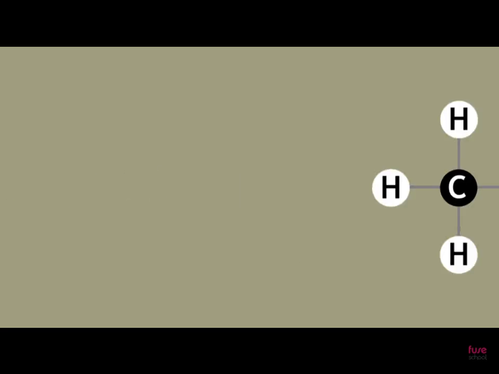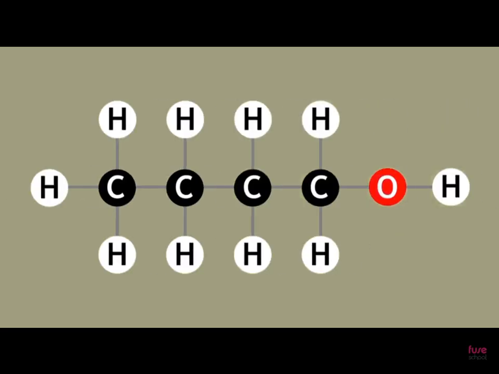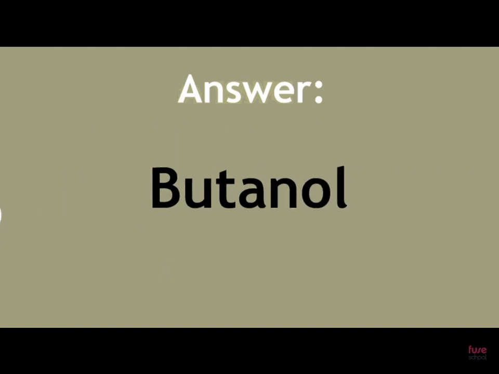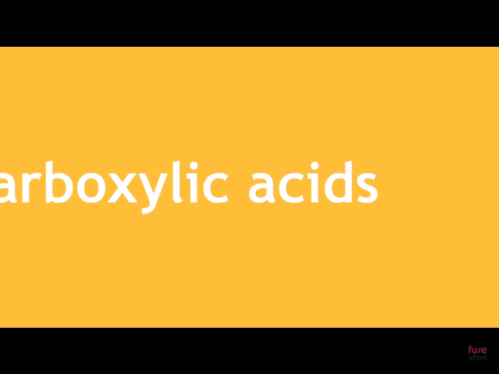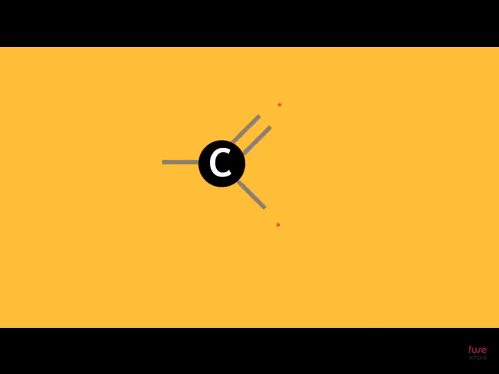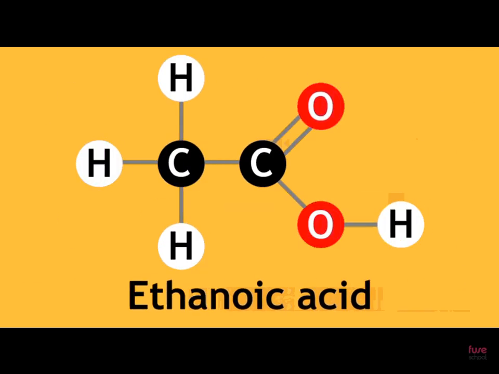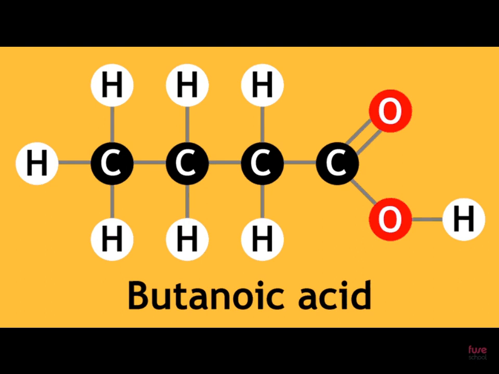Pause this video now and try to work out the name of this molecule. What's the name? There are 4 carbon atoms in this molecule with an alcohol group, and so its name is butanol. The alcohol functional group means that all these compounds will react in a similar way and will have similar properties. Carboxylic acids are another example of a functional group. This is the functional group for a carboxylic acid and gives an organic molecule the name -oic acid: methanoic acid, ethanoic acid, propanoic acid, and butanoic acid.